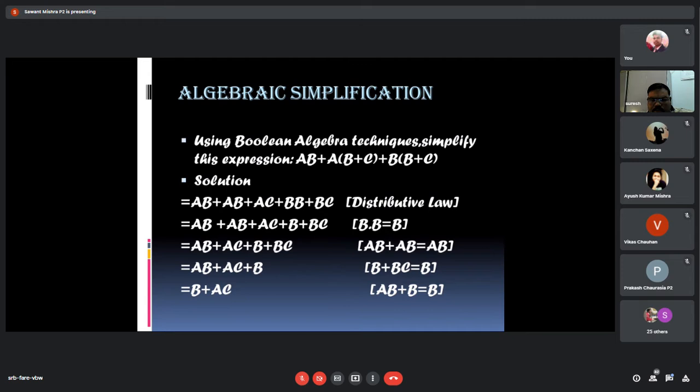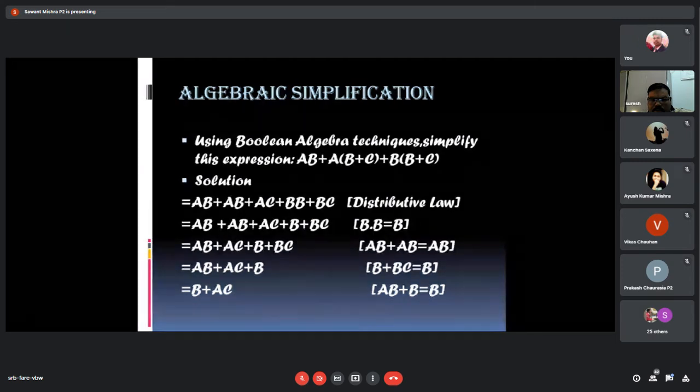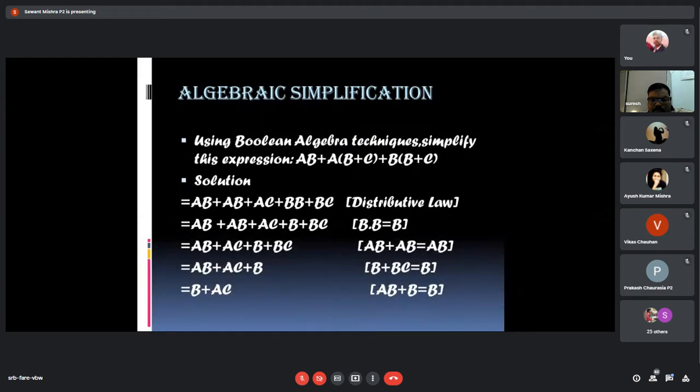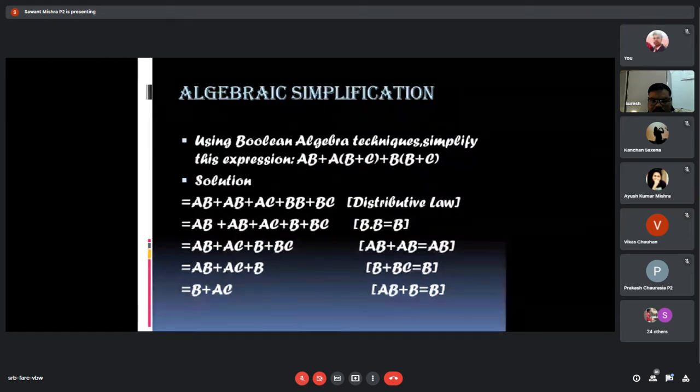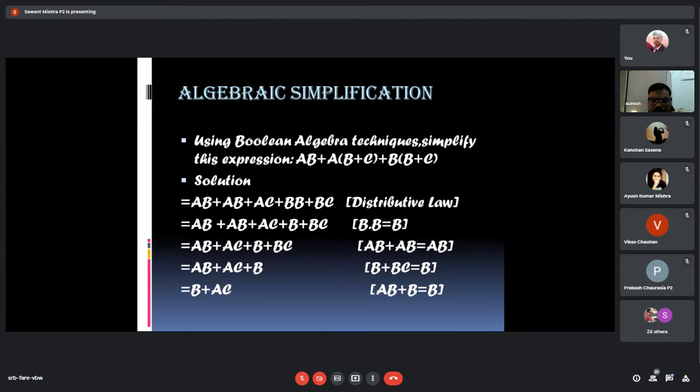Now the fourth step is AB plus AC plus B. So here we also have a special law: if we take general binary variables X and Y, and X plus XY is in any expression, then we get the value X. So similarly we see that B plus BC is equal to B. Now the fifth step is B plus AC, finally simplified. So here we see that AB plus B is equal to B, like the fourth step. So this part is solved.